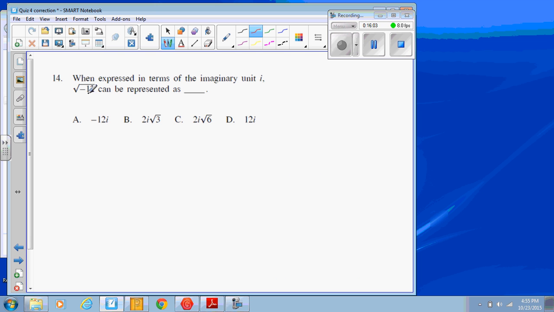Okay, we're going to have to express the square root of negative 12 as an imaginary number with I. Well, first of all, the negative in the square root just comes out. So I times the square root of 12.